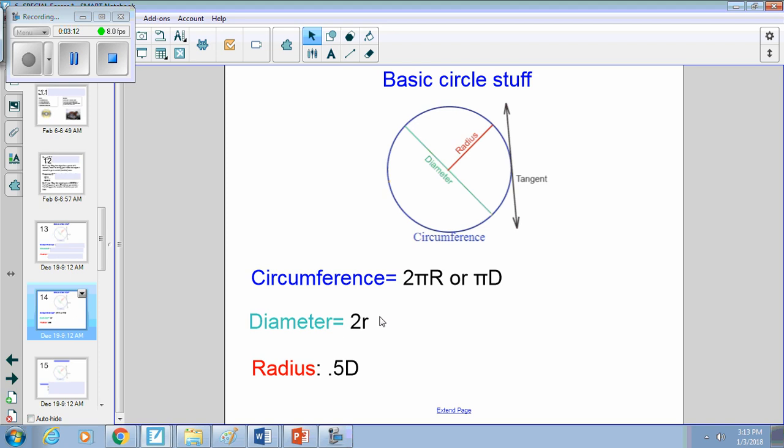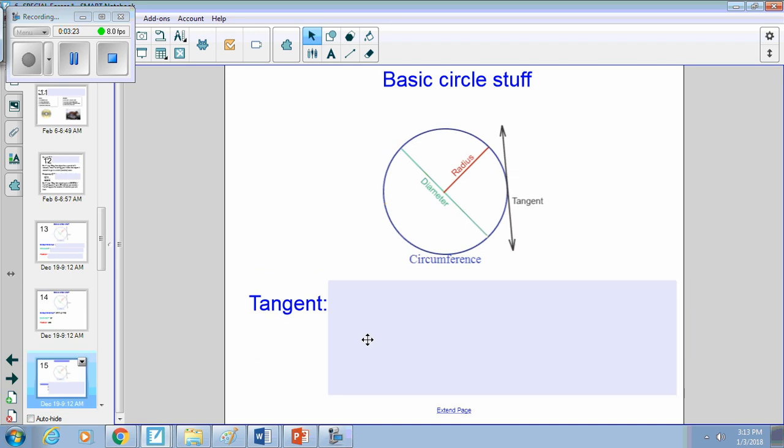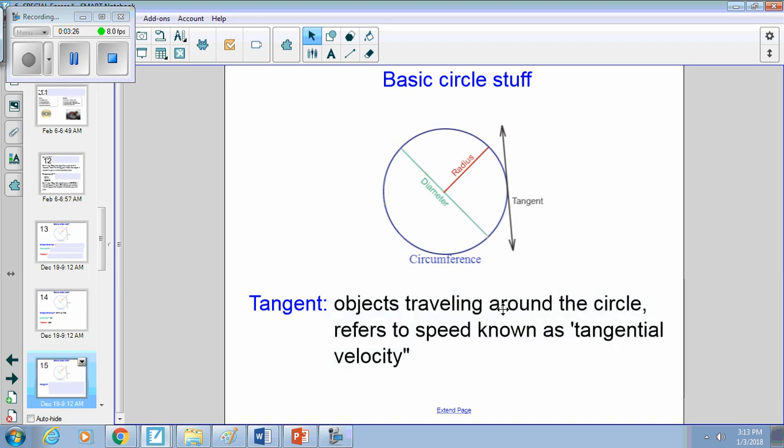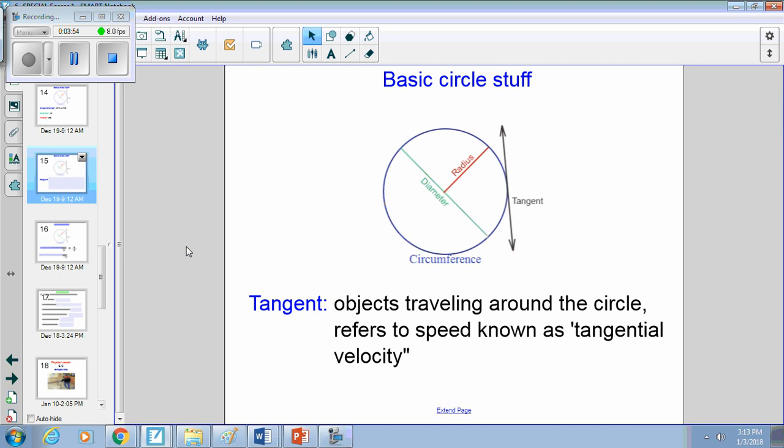All right, as far as formulas go, circumference is pi times the diameter, or 2 pi r. Diameter is twice the radius, and the radius is half of the diameter. Tangent. When we're dealing with this, we're dealing with objects that are traveling tangent to the circle. So the velocity at which it's moving is tangential velocity. Velocity itself is change in displacement, and if you're going around a circle and you're doing a full 360, then you really haven't changed your position. But you have changed it in response to the circle itself. So that's the velocity we're referring to.